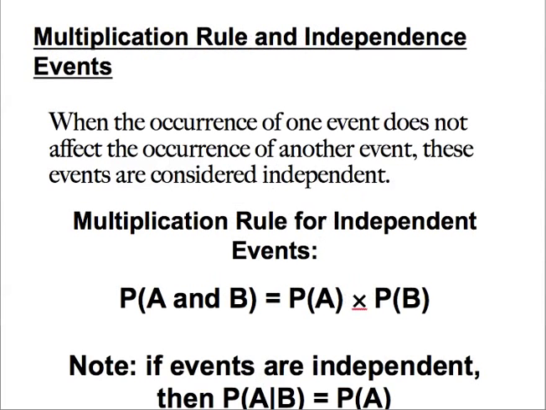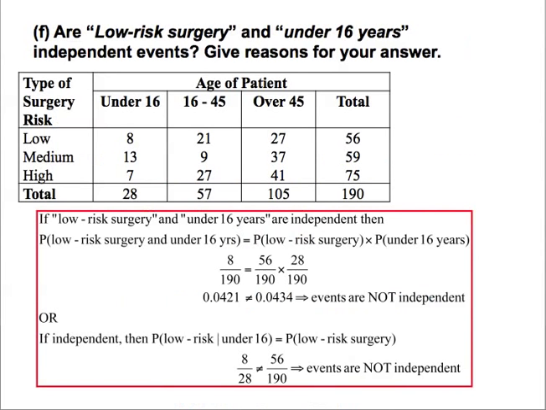Okay? Previously, I also said that if events are independent, the probability of A given B is equal to the probability of A. We can use that to show independence also. Using that method, let's look now. If independent, then the probability of low risk given under 16 will be equal to the probability of low risk. Now, the probability of low risk given under 16 is 8 over 28. The probability of low risk is 56 over 190. These two are not equal to each other. Therefore, the events are not independent. So any one of these methods you can use to show.